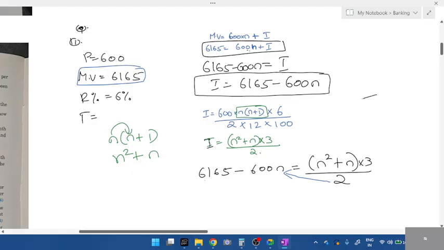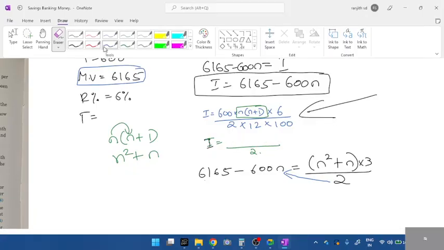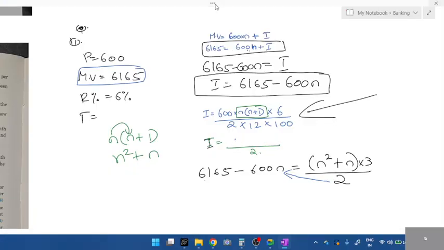And reduce this part. See, reduce this one, you should get only n by 2 left. So keep n into n plus 1 as it is, students. Into 3. Check whether you're getting this value.